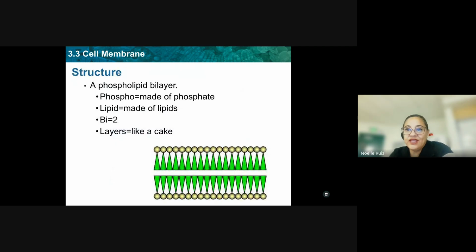So the structure is called a phospholipid bilayer, which is a mouthful. But if you break it down, all it does is tell you what it looks like and what it's made of. So phospho means part of it is made of phosphate. Last chapter, we talked about all of the elements that make us up. Phosphate is phosphorus and oxygen put together. Lipid, part of it is made of lipids. We also talked about our four major macromolecules: carbohydrates, proteins, lipids, nucleic acids. So lipids are a very important part of all of our cell membranes.